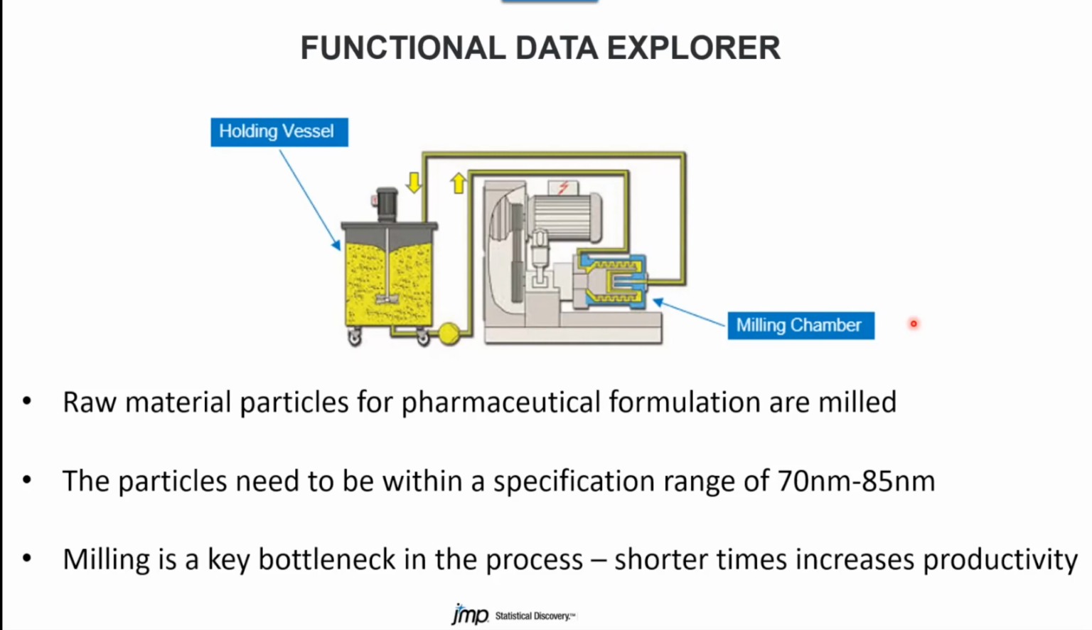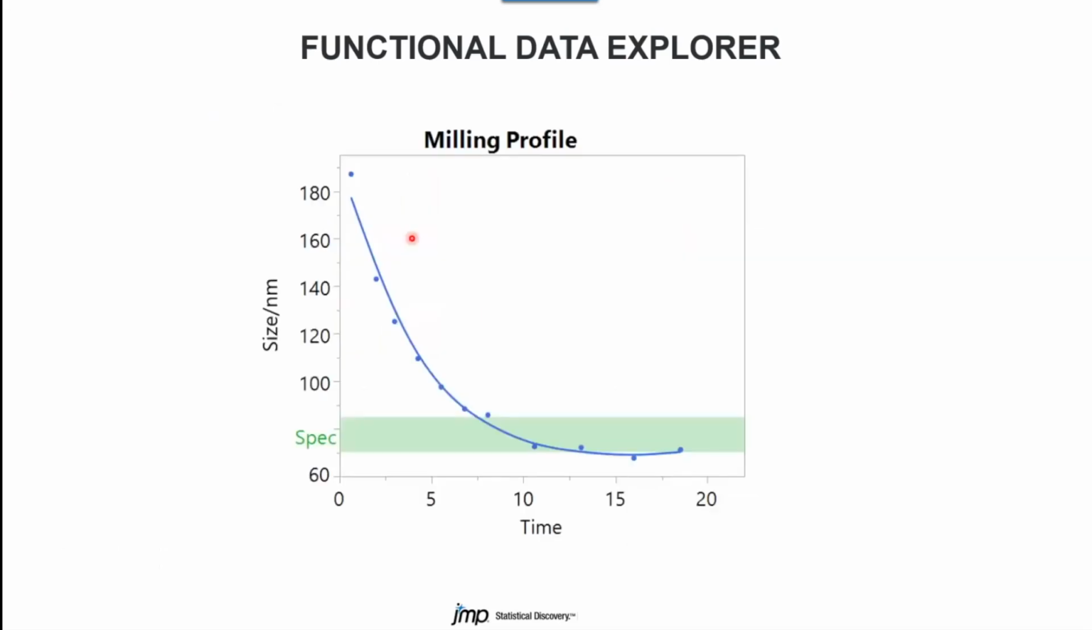And they also wanted to be sure to be in the middle of the spec region for as long as possible as well. So here, if this is a milling trace of particle size over time, they wanted to get into the spec region as early as possible. And they wanted to stay in the middle as long as possible so that they wouldn't fall out of the bottom of the specification range if there was variation in the amount of time that the batch was taking.